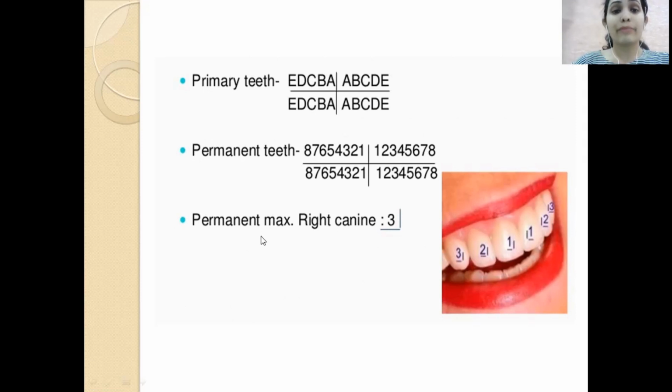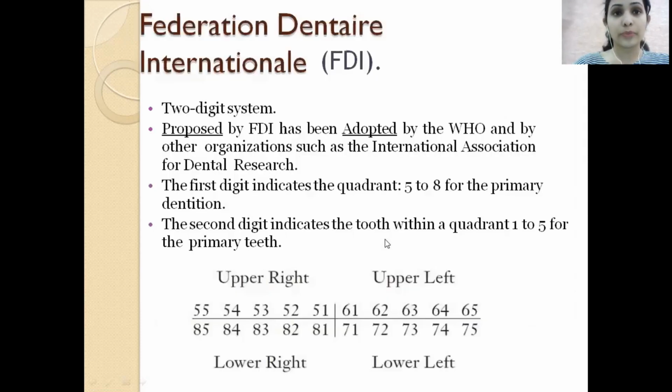So for example, if you have to tell me about the right canine, first we'll make the quadrant symbol and then we'll denote the number of the teeth. Like this is the number for canine, and right maxillary canine, that means first quadrant. If it would have been left maxillary canine, then we could have shown it in the other way, this way. Here 3 would be on this quadrant. Then similarly for the left lower, it will be on the third quadrant. Then right lower will be in the fourth quadrant.